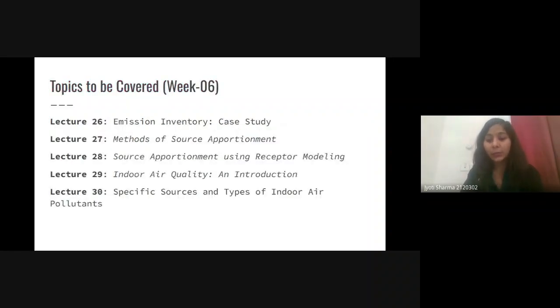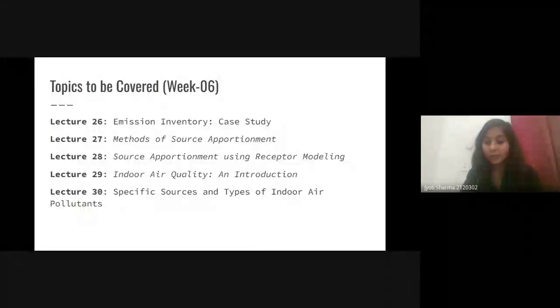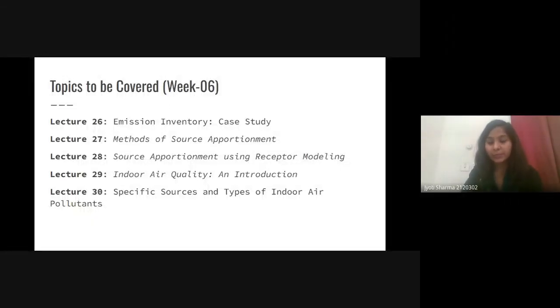And this week mostly covers 5 lectures, and these 5 lectures are related to emission inventory, in which there is a case study. I will try to cover it as well. Then there are some methods of source apportionment, so we will try to learn what we mean by source apportionment, and then how we can measure it using receptor modeling, and some brief introduction about air quality, indoor air quality, and some specific sources and types of air pollutants.